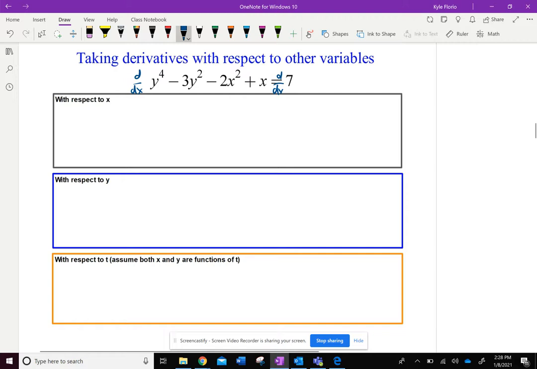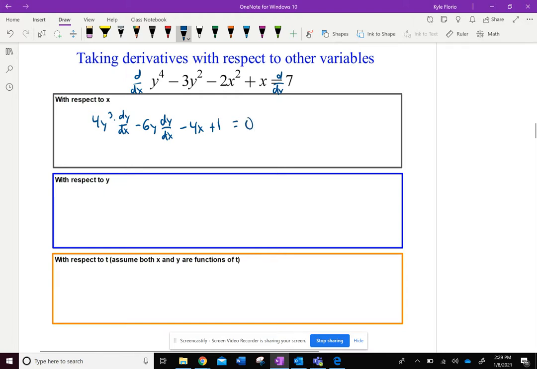The derivative of y to the fourth is going to be 4y cubed, that's the power rule, times the derivative of y with respect to x, again the chain rule. Now the derivative of negative 3y squared is going to be negative 6y dy/dx, because the variables don't match. The x terms do match, so the derivative of negative 2x squared is negative 4x, and the derivative of x is just 1. The derivative of the constant 7 is 0.